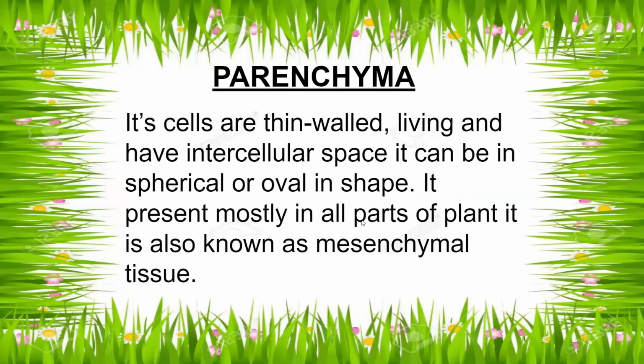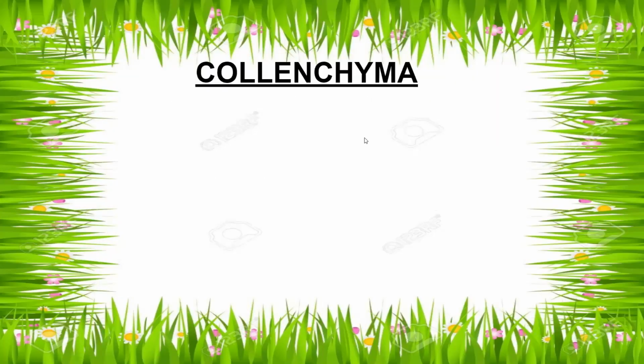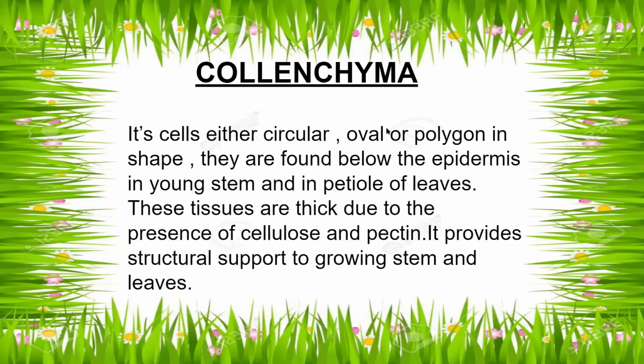So first we will talk about parenchyma. Its cells are thin-walled, living and have intercellular space. It can be spherical or oval in shape. It is present mostly in all parts of the plant. It is also known as mesenchymal tissue. Now collenchyma. Its cells are either circular, oval, or polygonal in shape. They are found below the epidermis, in young stem and in petiole of leaves. These tissues are thick due to the presence of cellulose and pectin. It provides structural support to growing stem and leaves.